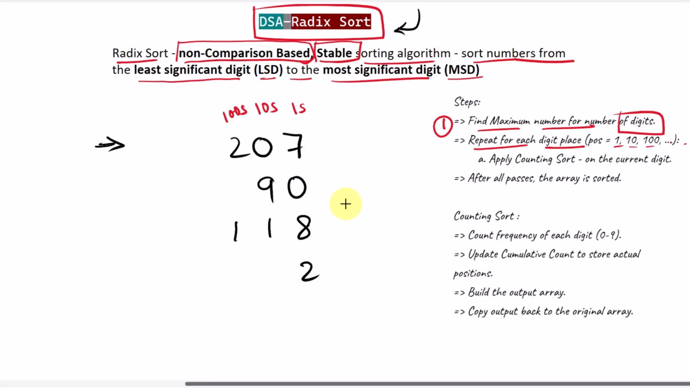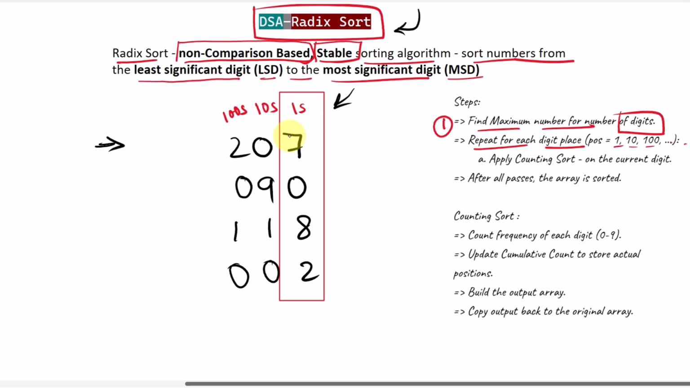First of all, we're going to apply Radix sort at the ones place position. Here 90 has only 2 digits, so we fill the rest with 0. Similarly, 2 has only 1 digit, so the rest of the digits will be 0. To perform the Radix sort, for the ones place of all the numbers, we have to apply any stable sorting algorithm. So we can apply counting sort.